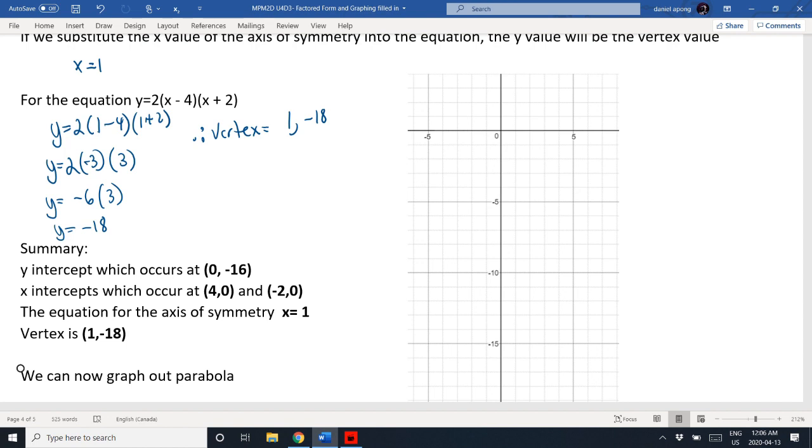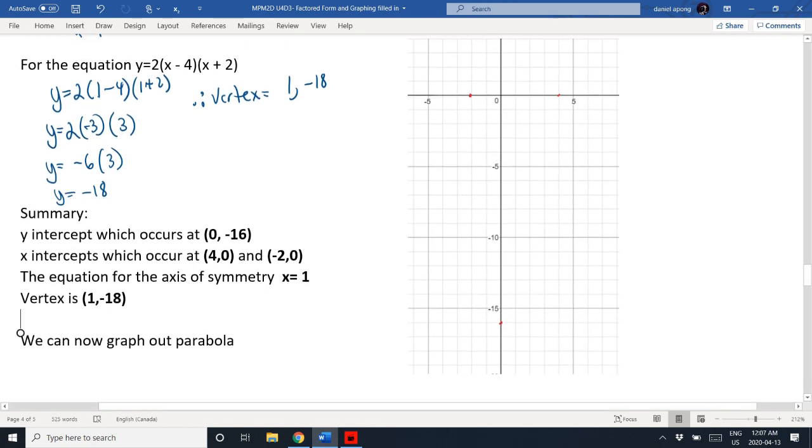We can now graph out this parabola. So we have our y-intercept, which occurs at 0, negative 16, so 0, negative 16, that's there, that's our y-intercept. Our x-intercepts occur at 4, 0, and negative 2, 0, so 4, 0, and negative 2, 0. The equation for the axis of symmetry is x is equal to 1. We'll put that in a little bit after, and we're just going to do the vertex first, which is at 1, negative 18. So scroll down a little bit. So at 1, negative 15, 16, 17, 18, right over here.